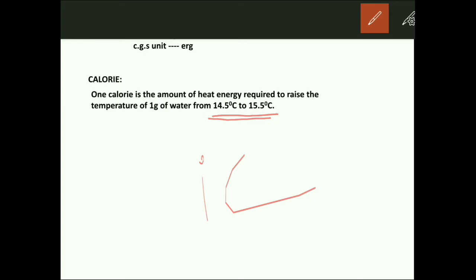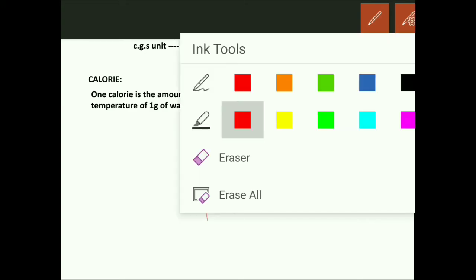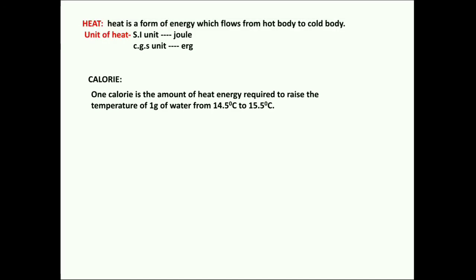Okay, 1 calorie is the amount of heat energy required to raise the temperature of 1 gram of water from 14.5 degrees Celsius to 15.5 degrees Celsius. If we raise the temperature of 1 gram of water from 10 degrees Celsius to 11 degrees Celsius, the heat is not 1 calorie. Okay, the temperature range has to be specific, that is from 14.5 degrees Celsius to 15.5 degrees Celsius. Alright. Now temperature, it is a thermal condition of a body, isn't it?